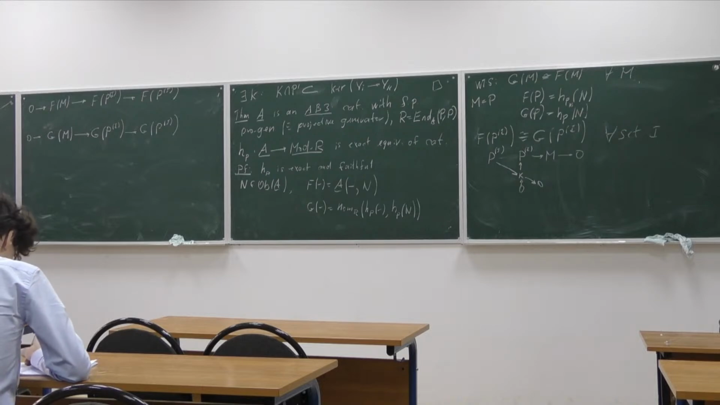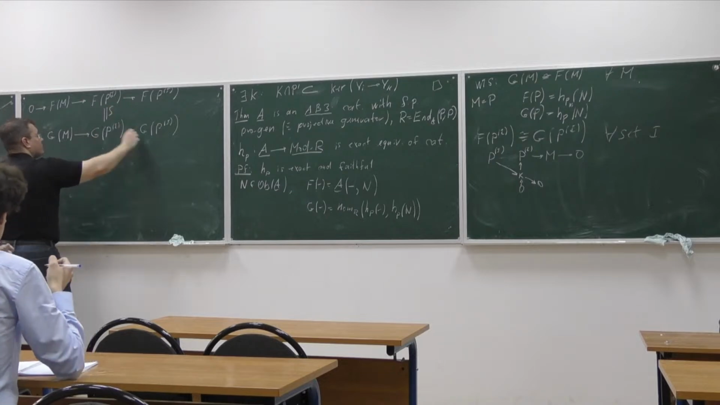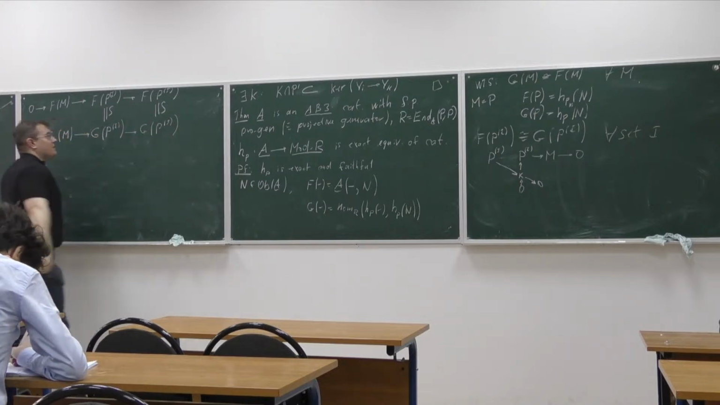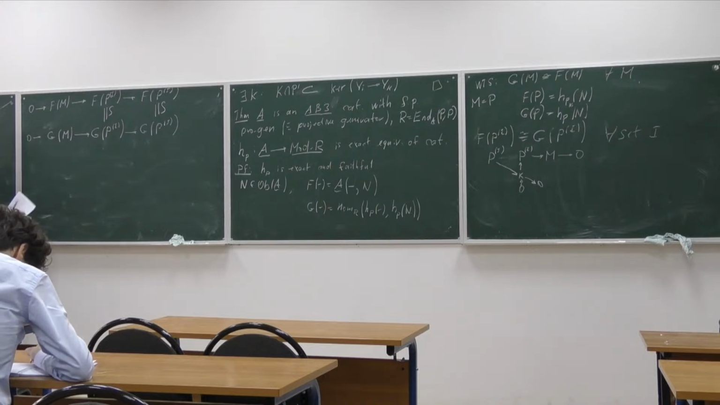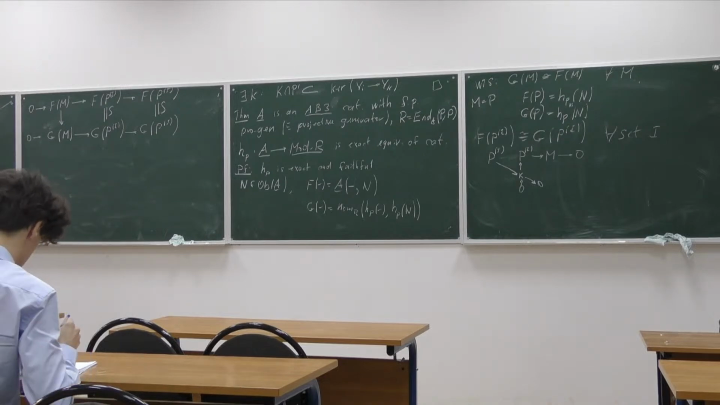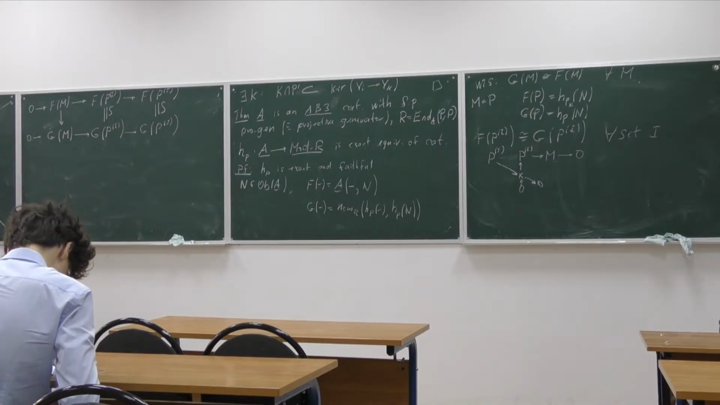It's exact by the same reason. So here, of course, we have isomorphisms that we already know. So if you look at the canonical map here, I claim that this is also an isomorphism.